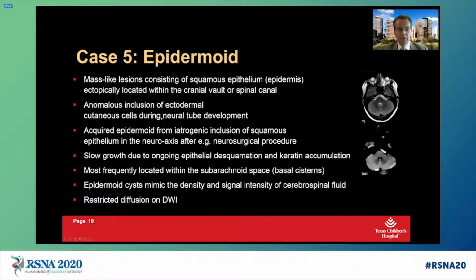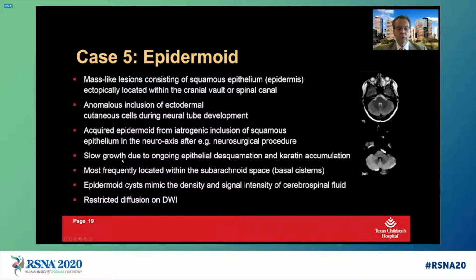This is an epidermoid. Epidermoids are mass-like lesions consisting of epidermal tissue ectopically located within the cranial vault or even spinal canal. They can be congenital due to anomalous inclusion of ectodermal cutaneous cells during the development, but they may also be secondary, acquired. For example, after neurosurgical procedure, with an iatrogenic inclusion of the squamous epithelium in the neuroaxis.